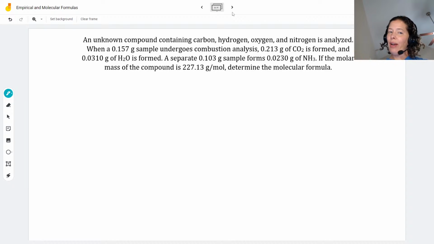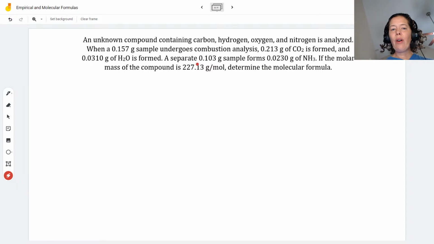Okay, so again, we have an unknown compound. It contains carbon, hydrogen, oxygen, and nitrogen. All right, so we're going to take a 0.15 gram sample, again, undergo combustion analysis. We're forming carbon dioxide just like before and water. That's going to give us our carbon and our hydrogen. And then we have a different sample. That's going to be important, and it's going to form this many grams of ammonia.